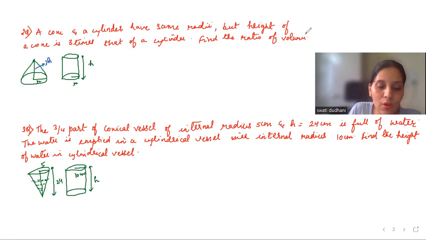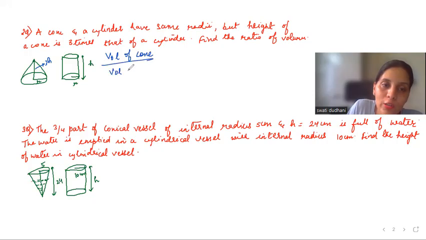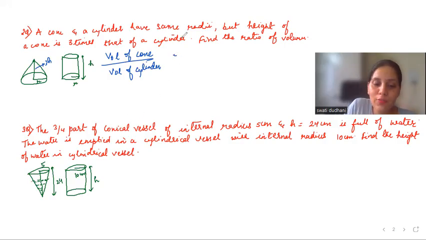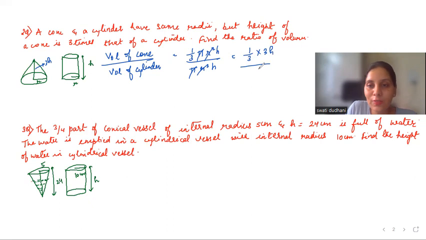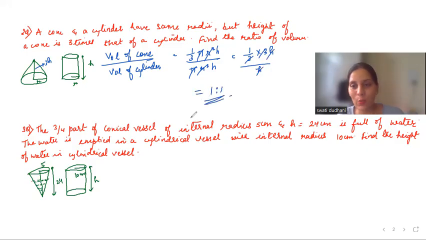So to find the ratio of the volumes, volume of cone by volume of cylinder. Let me write the formulas. Volume of cone is how much? 1 by 3 pi r square h, and cylinder is pi r square h. So pi cancels, radius is same, so I can cancel radius. Height of cone. What is height of cone? 3h. Divided by height of cylinder is h. So 3 gets cancelled, h gets cancelled. So basically it is 1:1. It was very easy.